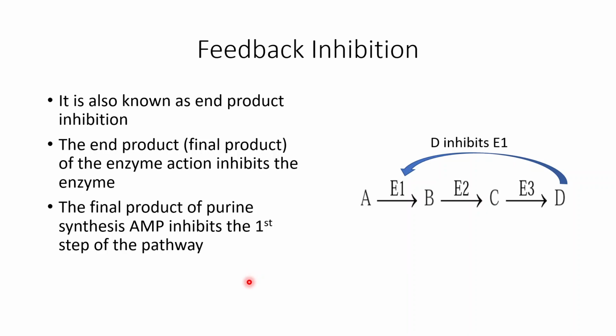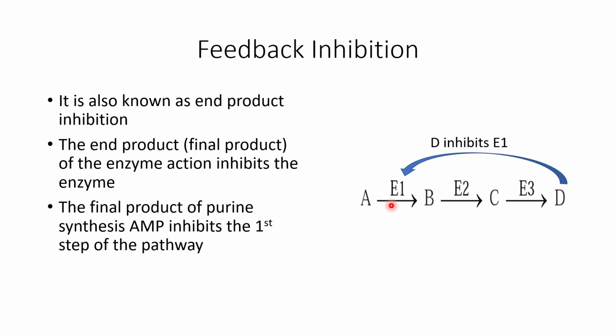The last one we have is feedback inhibition. It is also known as end product inhibition. The end product, or final product, of the pathway inhibits the enzyme. For example, the final product of purine synthesis, which is AMP, inhibits the first step of the pathway. For example, A is converted to B with the help of enzyme E1, B is converted to C with enzyme E2, and C is converted to D with the help of enzyme E3. You can see over here that the final product D inhibits the enzyme E1. So this is feedback inhibition: the end product inhibits the first enzyme of the pathway.